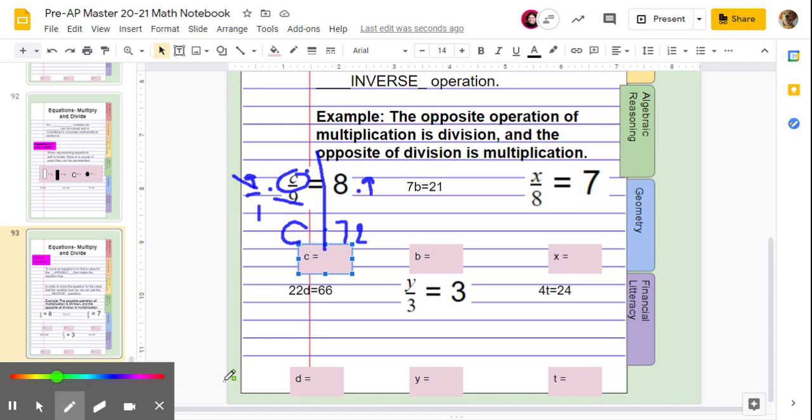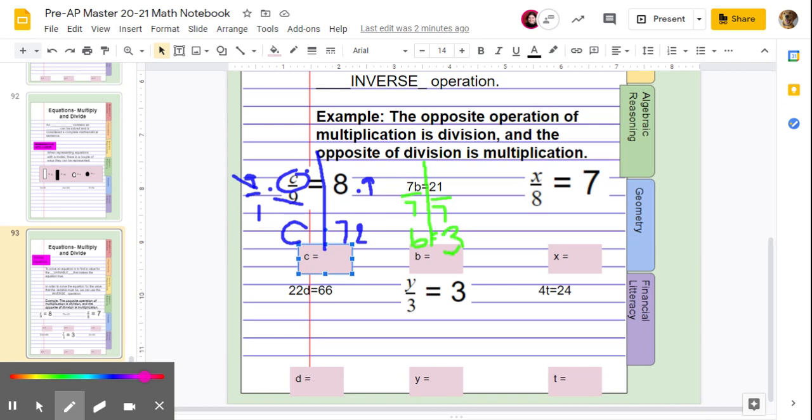Next one, we're going to draw our line. This time we have 7 and b right next to each other, which means that they're being multiplied. So we have 7 times b. The opposite of multiplying is dividing, so we're going to divide by 7. 7 divided by 7 is 1, so we're left with just 1b. And 21 divided by 7 is 3. So b equals 3. Once you get these answers, you're going to go back and check it.